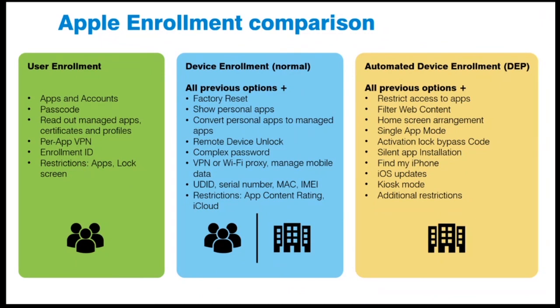With automated enrollment, or formerly DEP, you had all these previous functions, and you could also configure restrict access to apps, filter web content almost completely. We can arrange the home screen. We have the single app mode, activation by passcode. If a device is registered to an Apple ID by the user, you will be able to just go around this and bypass this feature that normally locks the phone.